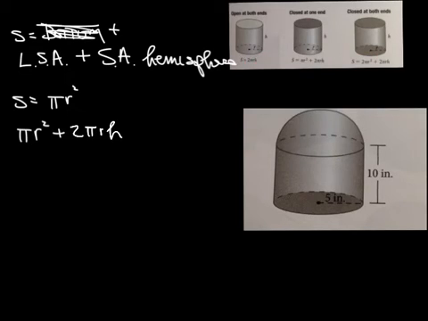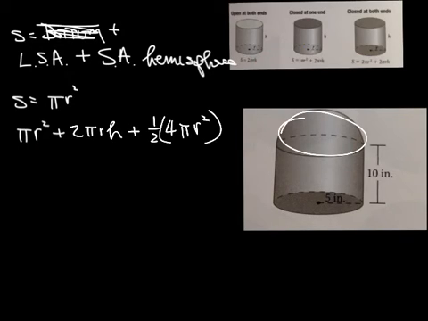Alright, so now we've just got to find the surface area of the hemisphere. And we said that the surface area of a sphere is 4 pi r squared. But since we're dealing with just half of this guy, we're going to put a 1/2 there. So whatever we get when we multiply all this, we're going to divide it by 2 or take half of it. Alright, so let's put some numbers in here.